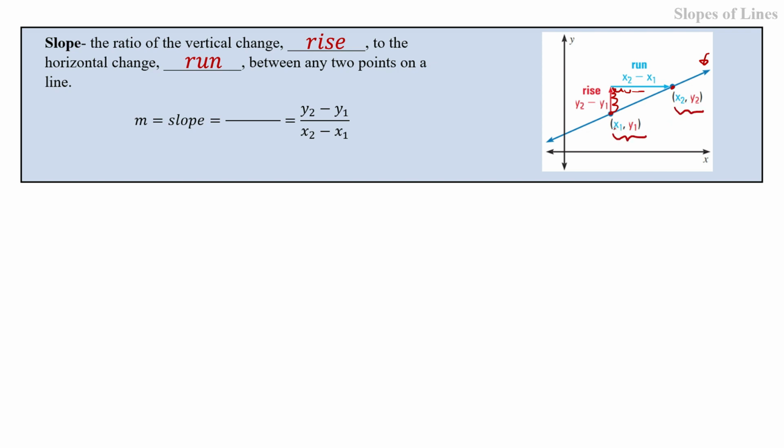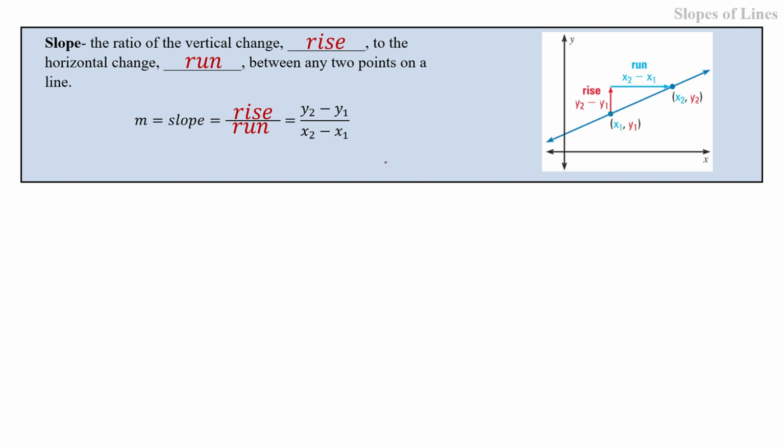Remember that every point has an x and a y, and the first point will be called x1, y1, and the second point will be called x2, y2. We're going to be using the letter M for slope, so anytime you see the letter M, it's going to represent slope. And remember again, the slope is going to be the rise over the run.